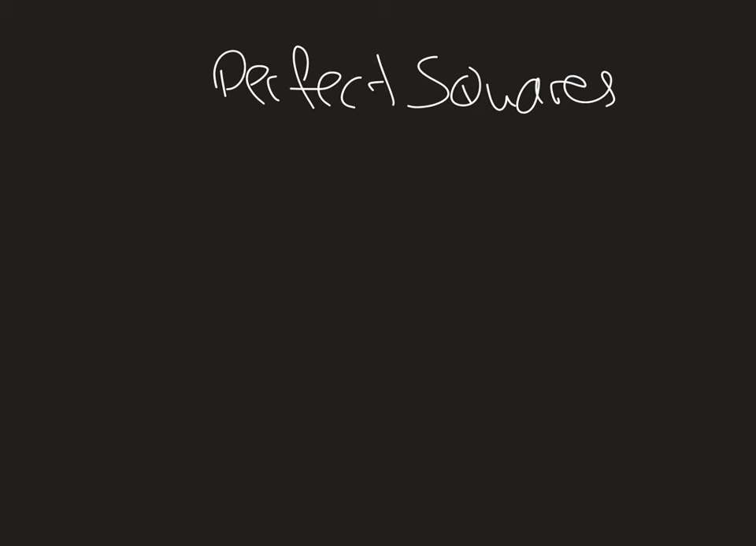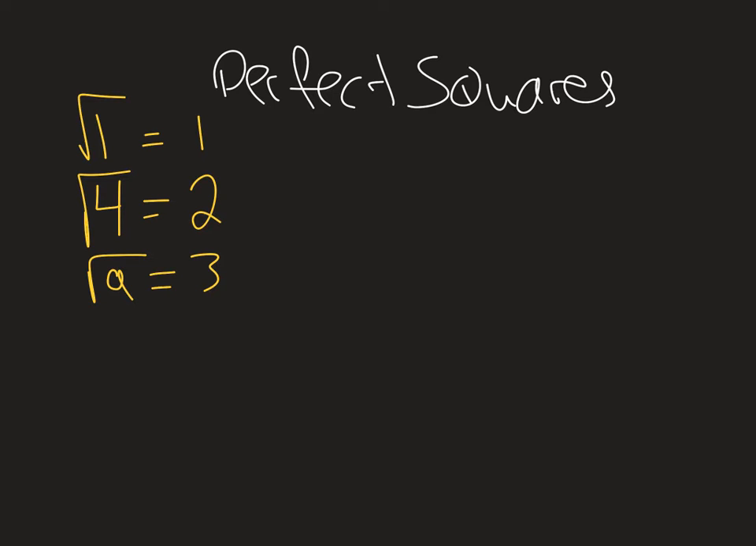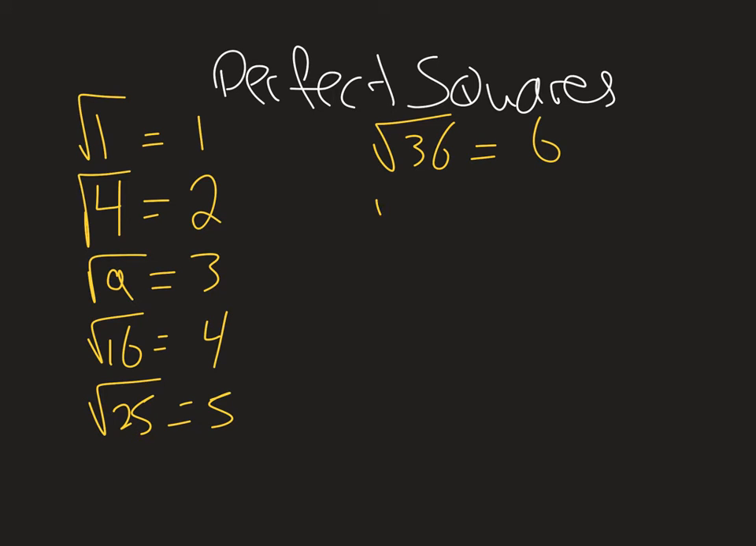Now let's talk about some perfect squares. So the first perfect square is 1. And its square root is 1. It's a whole number. The next one up is 4. The square root of 4 is 2. Next one is 9, so the square root of 9 equals 3. And then we have the square root of 16 equals 4. The square root of 25 equals 5. The square root of 36 equals 6. The square root of 49, we've talked about this one, that's 7.